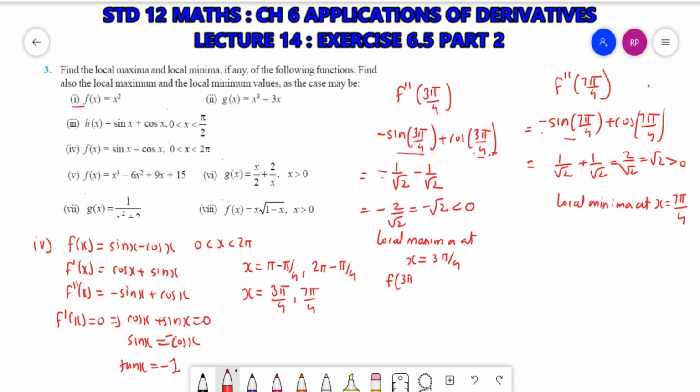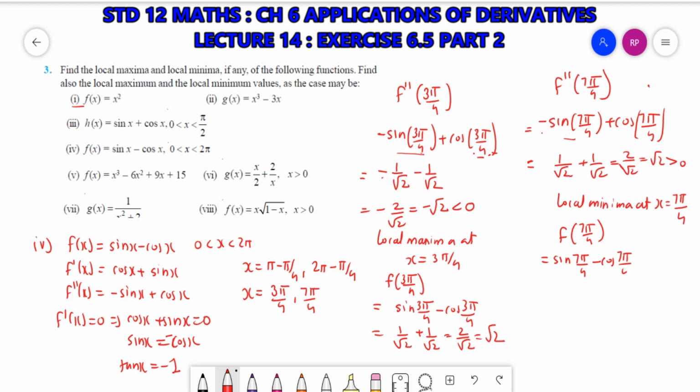Now let's find out the values. F of 3 pi by 4, that will be equal to sin x minus cos x, that is sin 3 pi by 4 minus cos 3 pi by 4. So that will be equal to sin 3 pi by 4, 1 by root 2, minus cos 3 pi by 4, minus 1 by root 2, so minus of minus, plus 1 by root 2. So this will be equal to 2 by root 2, so root 2.